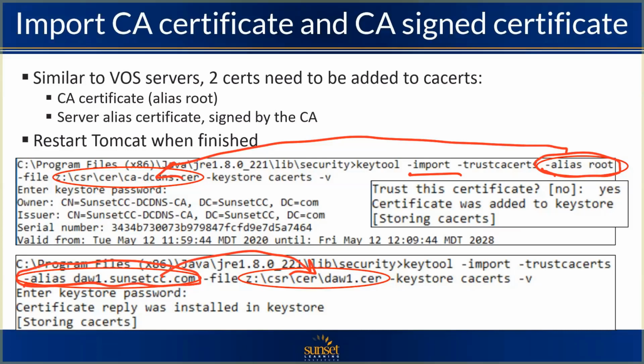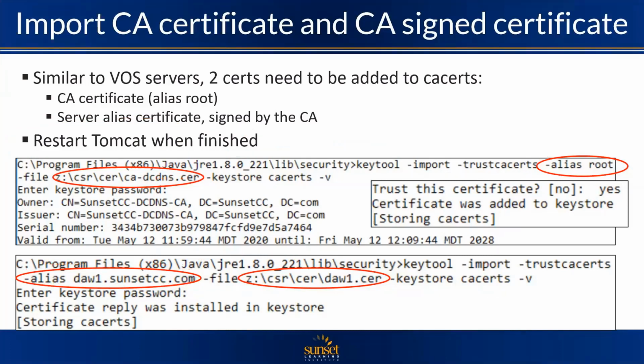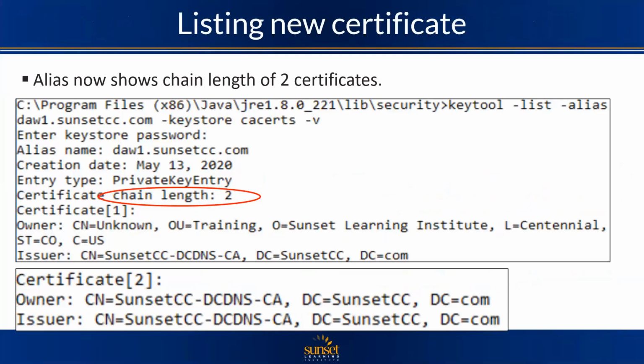And I'm importing both of those to that CA certs file, really, is what I'm doing. After I do that, got to restart Tomcat, just like I had to on my VOS servers. I got to restart Tomcat on all my ICM servers or reboot the whole thing.